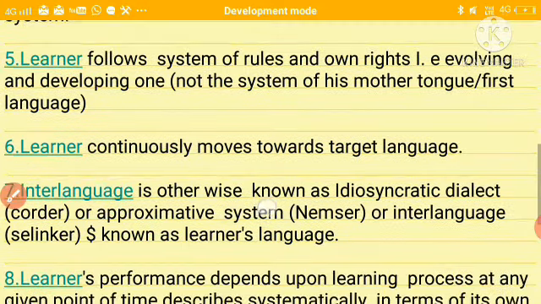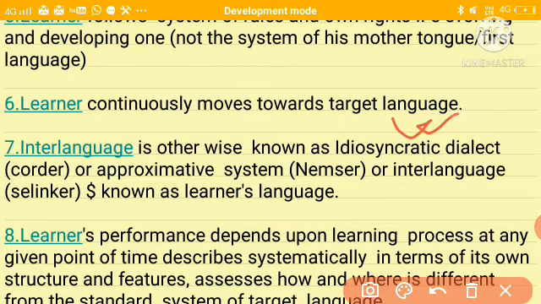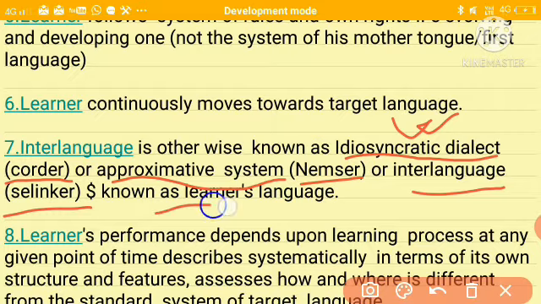Then come to point number 7. What is the interlanguage? Interlanguage is otherwise known as idiosyncratic dialect, or Corder. In point 1 I have already described idiosyncratic dialect. Idiosyncratic dialect is otherwise known as Corder, or approximative system, that is Nemser, or interlanguage, Selinker, and known as learner's language.